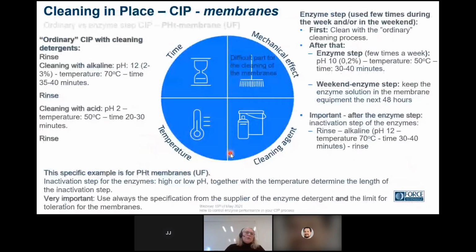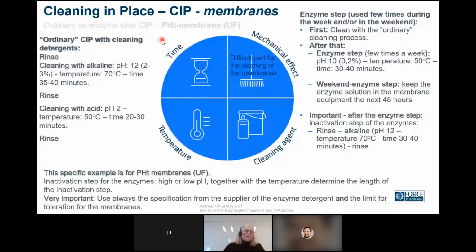We are going to talk about cleaning in place on membranes. In this specific case, we have PHT membranes. It is very important to mention that, because these membranes can tolerate more than many membranes can. These PHT membranes are for the UF filtration.